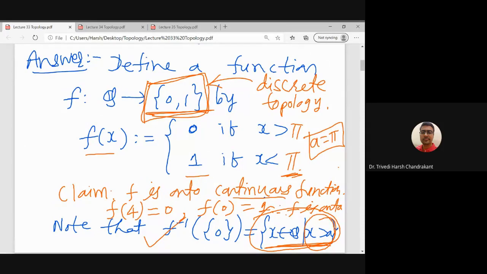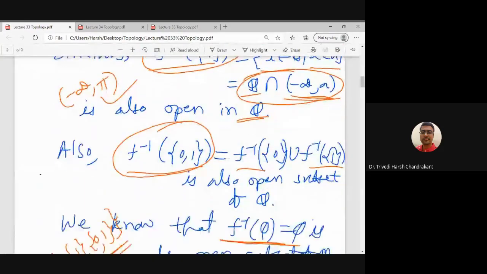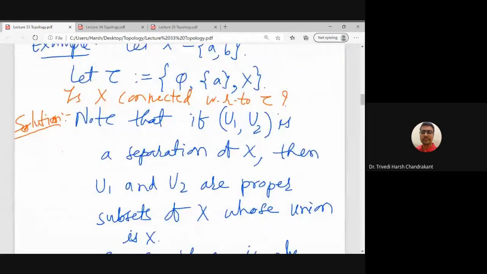We need to find a continuous function from that topological space to the set {0, 1}, and if we can find such a function, then the domain of the function is disconnected. If we cannot find such a function, that means we cannot apply this result. We have to try some other result. And we discussed some simple examples.